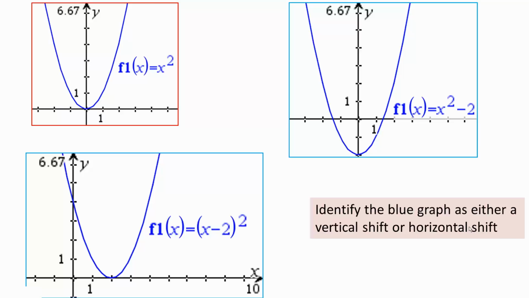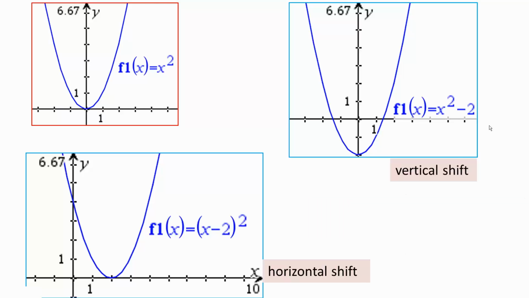And if you want, you can pause the video here and attempt this problem. So this will be a vertical shift. So if you notice, we went down 2. And this will be a horizontal shift, if you notice we went right 2.